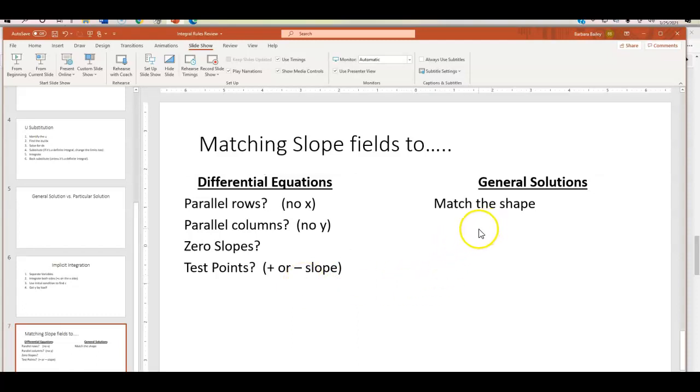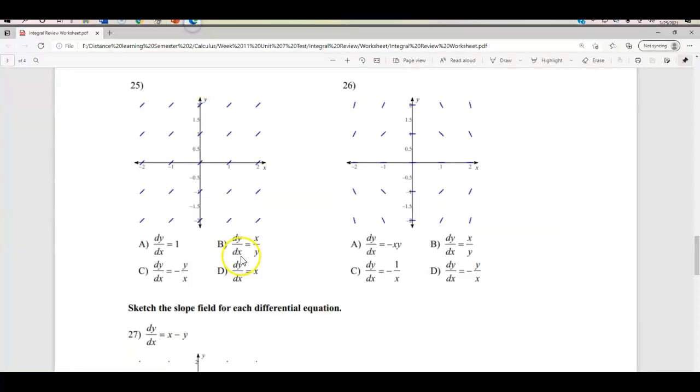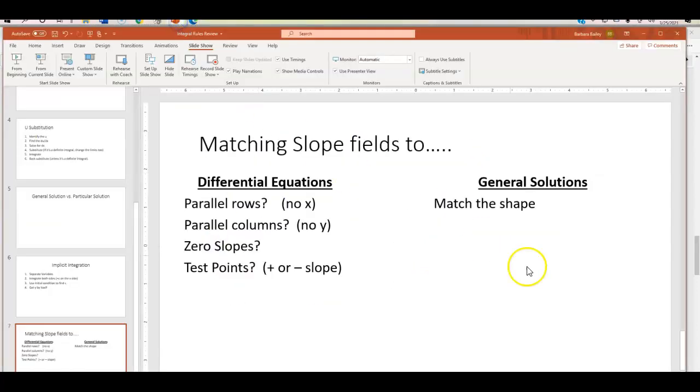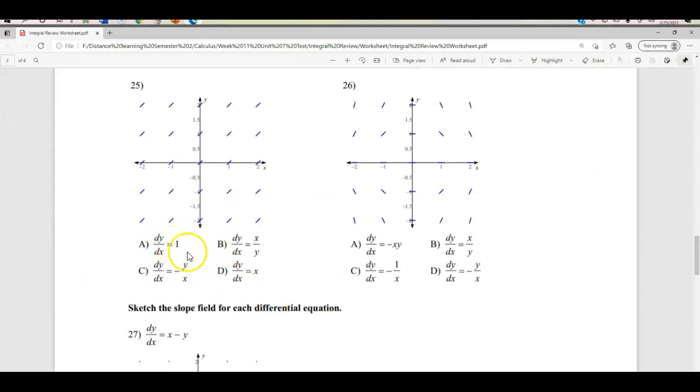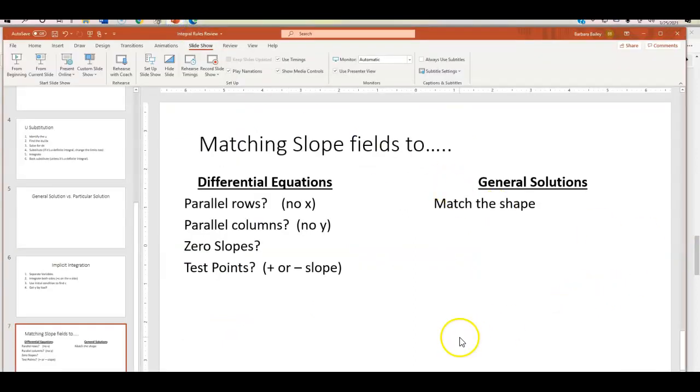Now, another type of question, which unfortunately is not on this worksheet that I'm giving you guys for this week, but it is another type of question. You might see it in the FRQs for the week. Instead of matching the slope field to the differential equation, and as you can see, these are all differential equations down here because they have derivatives in them, another thing you can do is match it to a general solution. To do that, basically you just match the shape of the function to the slope field.